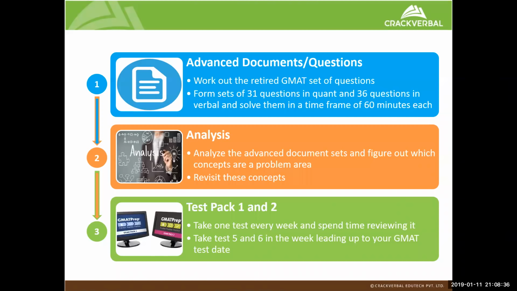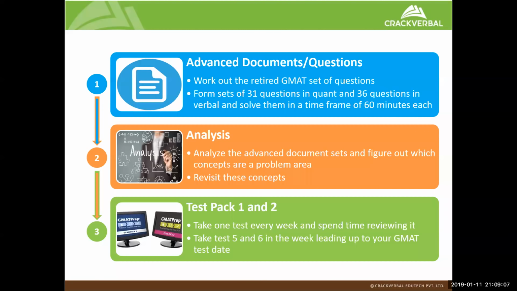The reason we have done the segregation is because in this last phase of prep, you're going to do a very specific kind of study, right? If you realize that on the quant front, the areas that you're lacking are areas like arithmetic, number systems and geometry, you can focus on the advanced documents on those two topics. And if you feel on verbal that sentence correction is a problem, you can take up sentence correction questions. You can still solve the CR questions and RC questions side by side, right?